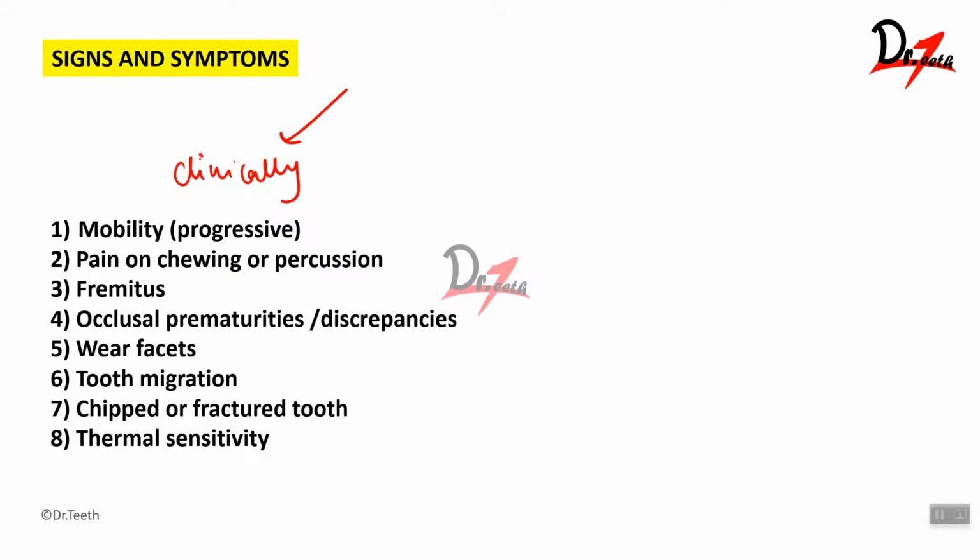The next signs and symptoms are occlusal prematurities and discrepancies. There is presence of wear facets and tooth migration. We will be talking about pathologic tooth migration in the second half of the video. There can be presence of chipped or fractured teeth, and thermal sensitivity is usually positive.